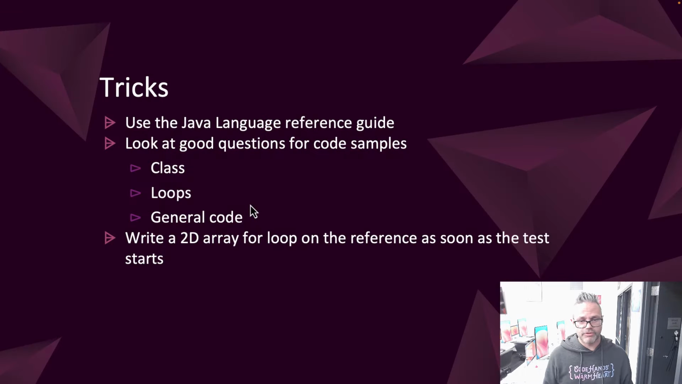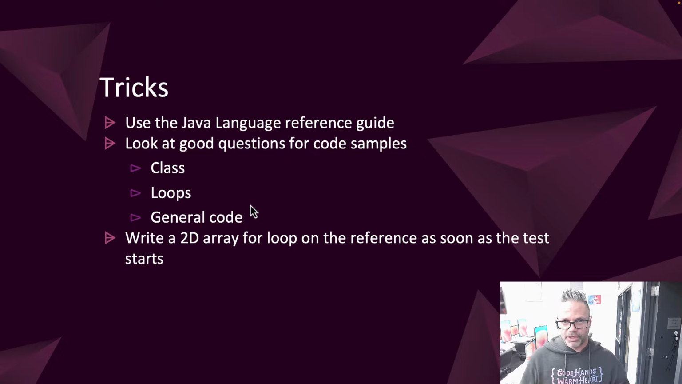A couple quick tricks before we end for the day. Use the Java language guide at the very front of the exam. Use that throughout the exam itself. Look at the questions you were given for some good code samples. If there's a good code sample in a question, use that for later on if you have a question or have a brain fart and you can't remember what you're doing. This is a great thing for classes, for loops, and just general code ideas.